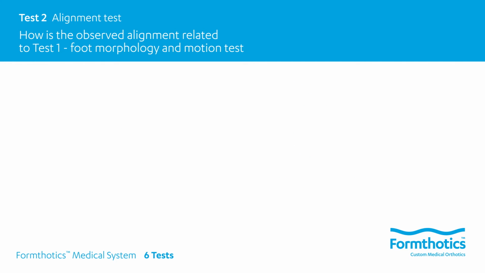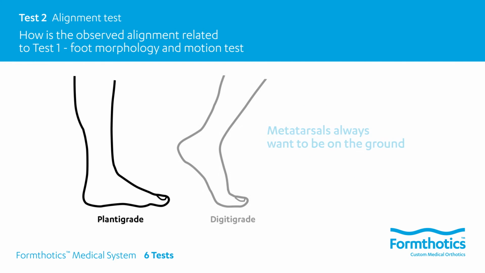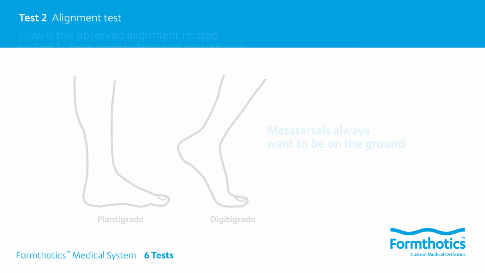It is useful to remember that when we stand, the foot will attempt to become plantigrade and fully weight-bearing. It will need to compensate for morphological misalignment by using whatever joint range is available to ensure all 5 metatarsals are on the ground.